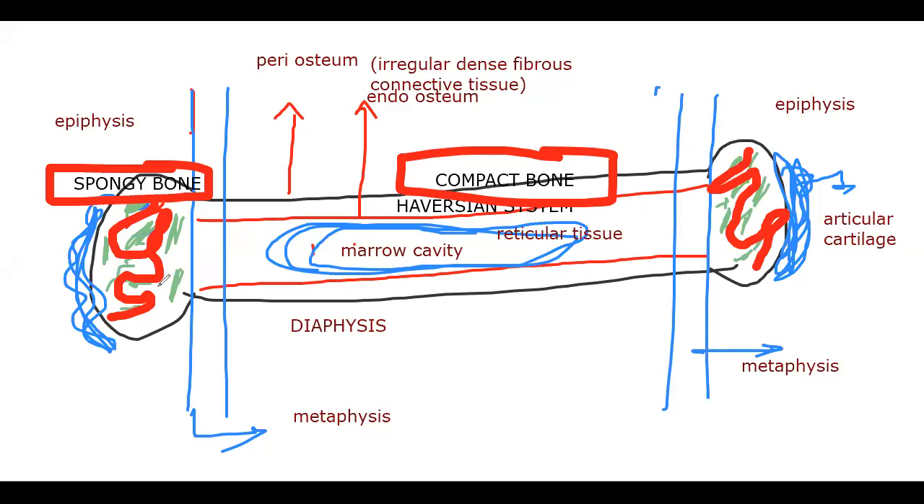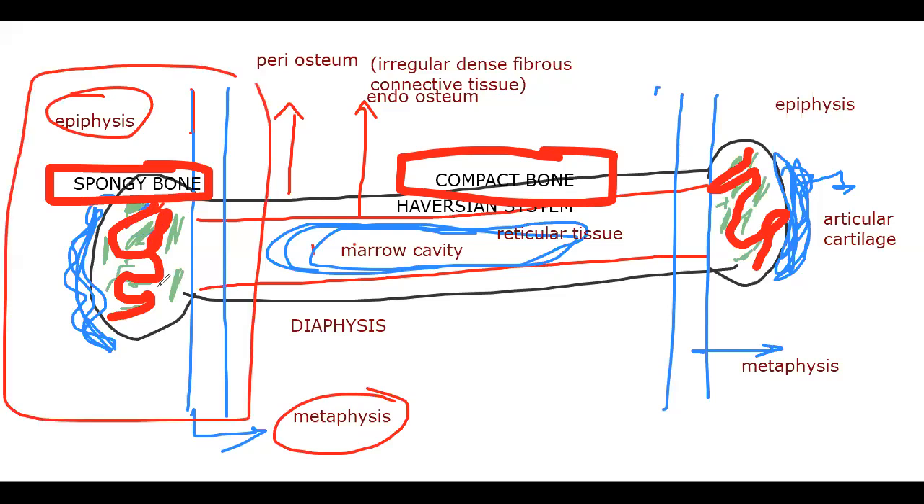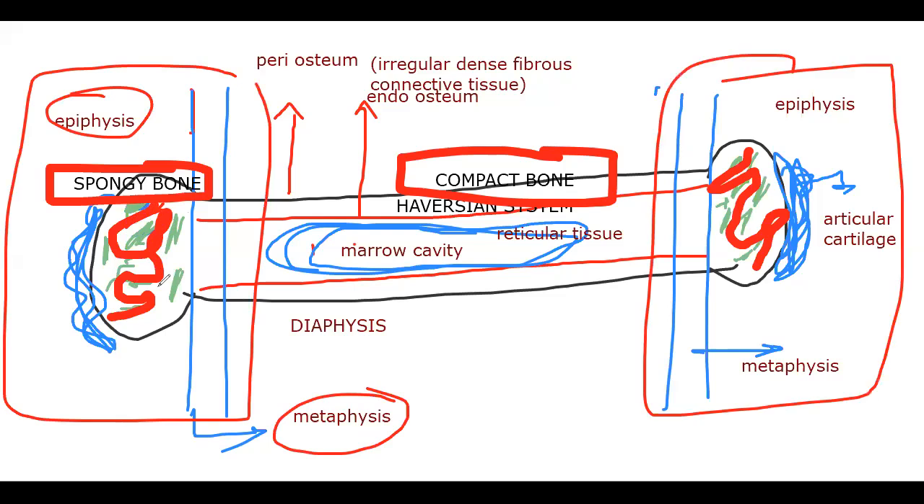The spongy bone is present in the epiphysis and metaphysis. Okay, the story of metaphysis we'll see later, but you just learn about this. So this is the area with what? Spongy bone. This is the area with spongy bone. Example for spongy bone: epiphysis of the long bones. Okay, so is it clear?